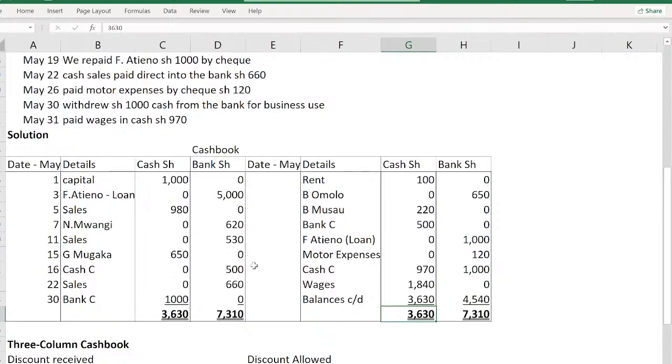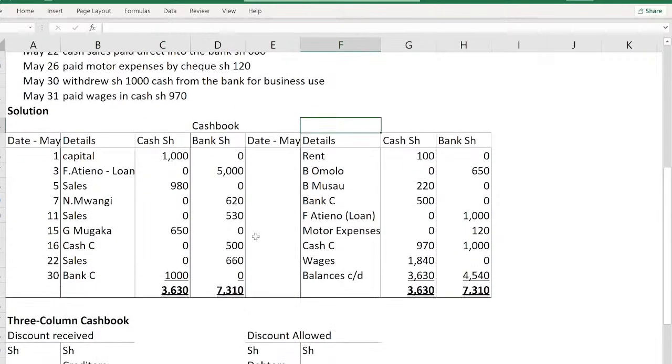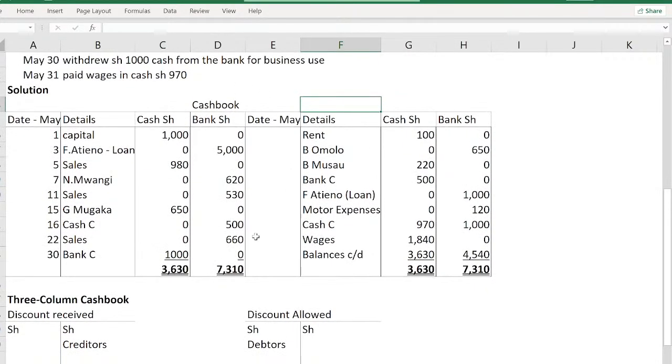Okay, we can continue. So this is what a two-column cash book looks like. So the same thing will happen to a three-column cash book. There are two things we are going to add here, one on the left, one on the right. So we are going to introduce something called discount allowed and discount received. For discount received, we are going to credit the creditors, and for discounts allowed, we are going to debit the debtors. So the debtors, we are going to put them on the left hand side, and the discount received, we are going to put it on the right hand side.